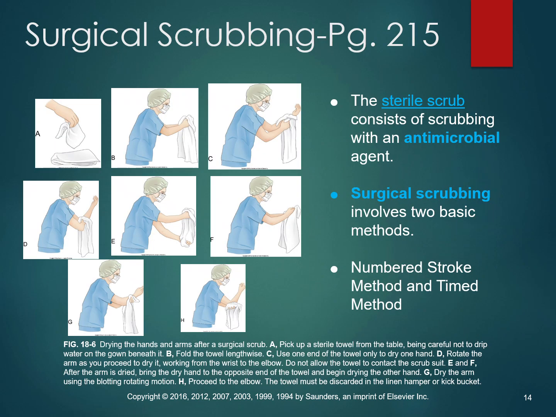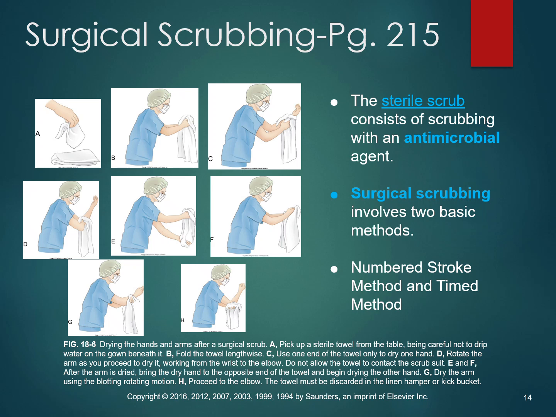So surgical scrubbing. The surgical scrub consists of scrubbing with an antimicrobial agent. Surgical scrubbing involves two basic methods. You have a numbered stroke method and you have a timed method. So let's look at the pictures as we read the caption. So, drying the hands and arms after a surgical scrub.